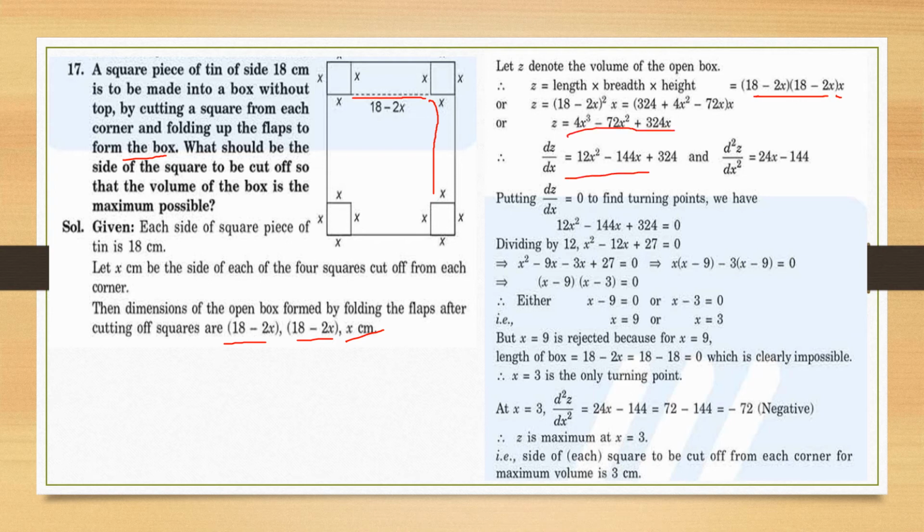First derivative critical point, I'll get it as 9 or 3, but 9 is rejected because at x equal to 9, this 18 minus 18 will be cancelled. So I'll take x as 3. Second derivative turns out to be negative. That means it is maximum at x equal to 3. So the size of each square to be cut from each corner to have maximum volume is 3 centimeter.